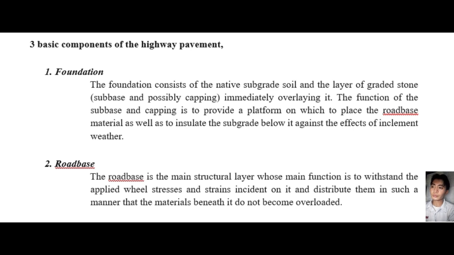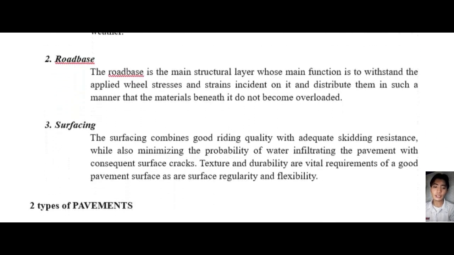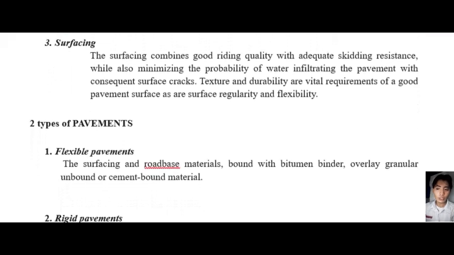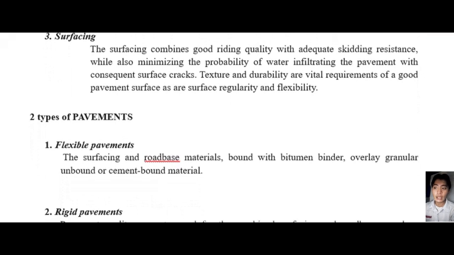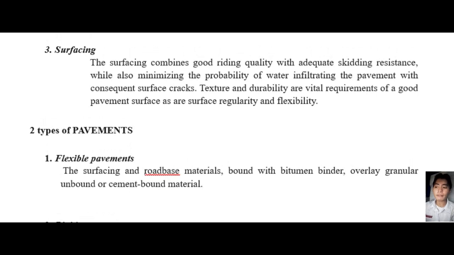And the last basic component is the surfacing. The surfacing combines good riding quality with adequate skidding resistance, while also minimizing the probability of water infiltrating the pavement with consequent surface cracks. Texture and durability are vital requirements of a good pavement surface, as are surface regularity and flexibility. That's what surfacing is. Those are the three basic components, which we recap as the foundation, the road base, and the surfacing.